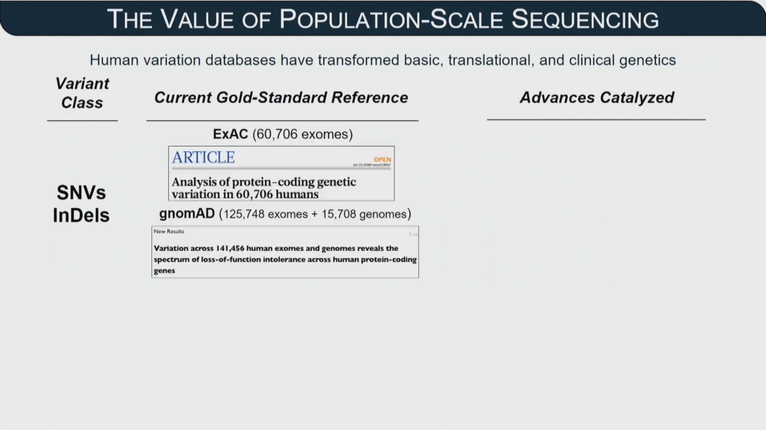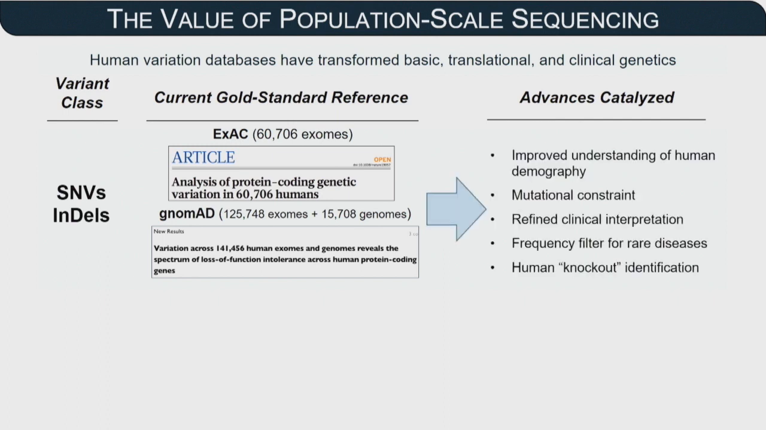So if we think about the gold standard reference for single nucleotide variants and indels, I think pretty much everybody knows the Exome Aggregation Consortium, gnomAD, dbSNP, these resources, and what they've catalyzed, right? Over the last couple of years, as we've moved to 50, 60, 70, 100, 200,000 exomes, we've really completely improved our understanding of human demographic history, of mutational constraint. What regions of the genome are evolutionarily constrained against mutation and why? Where is the refined clinical interpretation within these regions? And really, we now have these databases for frequency filters for rare diseases. We even have a database of human knockout identification.